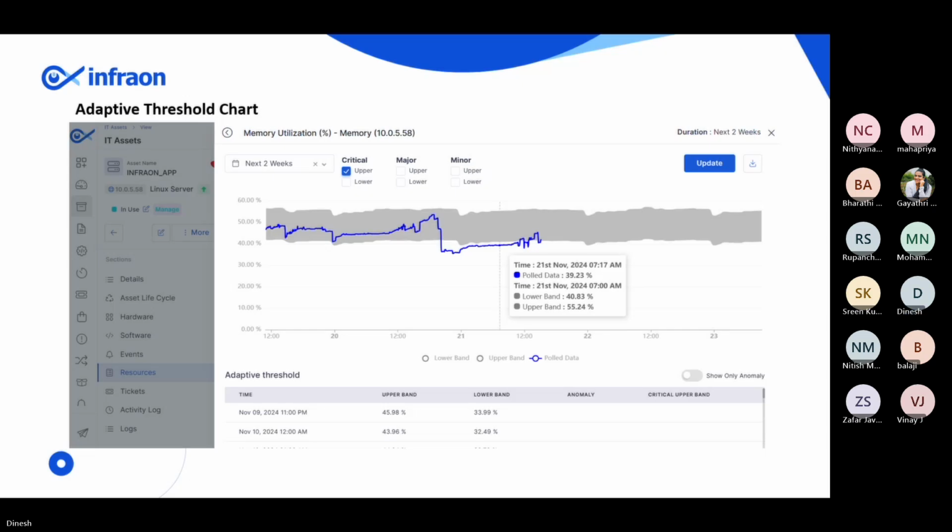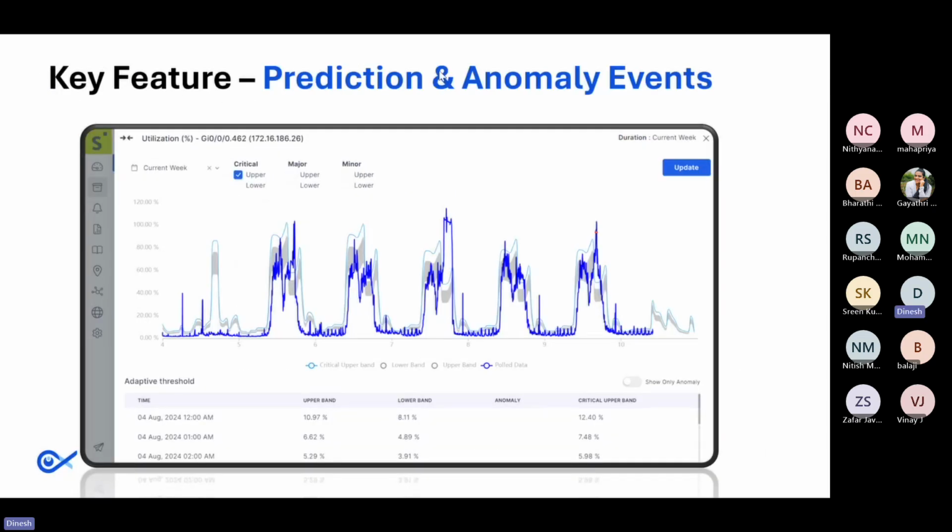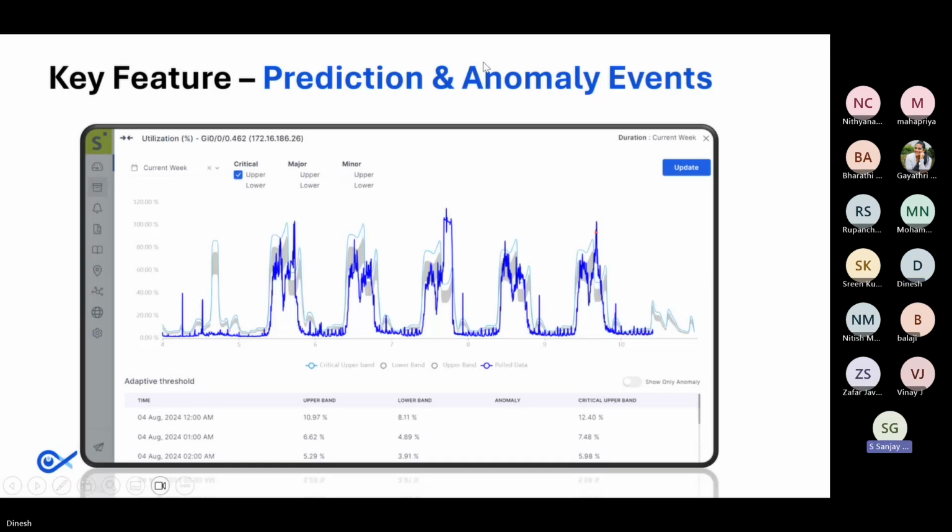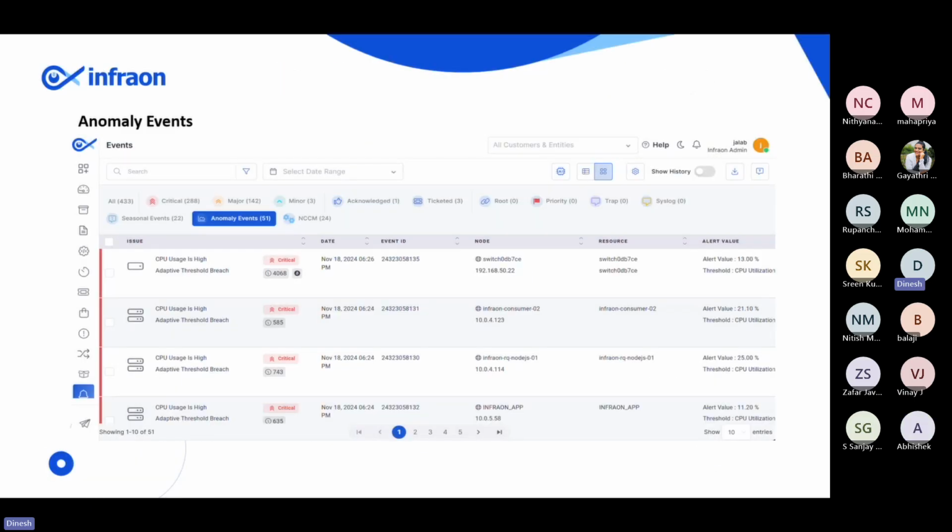Okay. Predictive and anomaly events. When we talk about predictive and anomaly events, this identifies deviations from normal behavior. Anomaly detection usually works even when thresholds are not breached. This detects sudden traffic spikes, latency variation, and unusual device behavior.